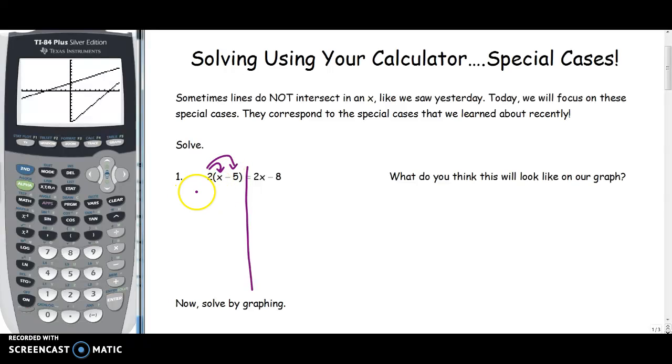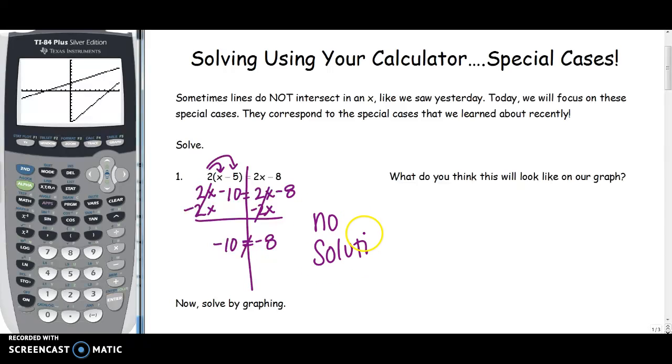We need to distribute the 2 to 2x minus 10, right? And then we say 2x minus 8. To move our x's together, we would subtract 2x from both sides, and they cancel. So in this problem, we're left with negative 10 equals negative 8. So the question is, are those the same number? If you said yes, we got to look at that again. But if you said no, you're correct. Negative 10 and negative 8 are not the same amount. So you would possibly say this is a no solution.